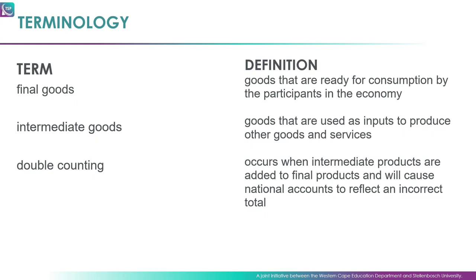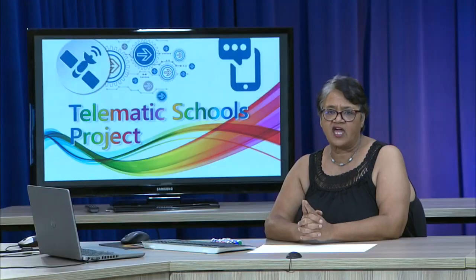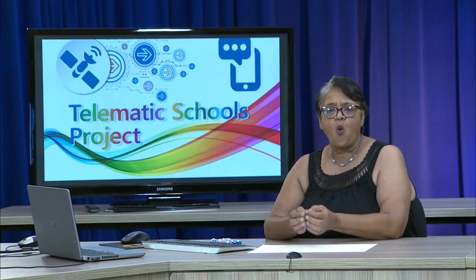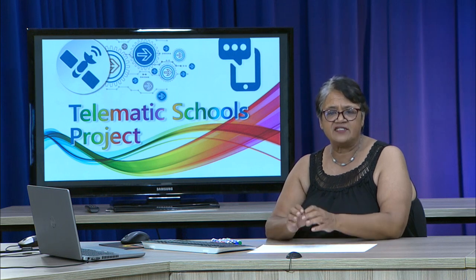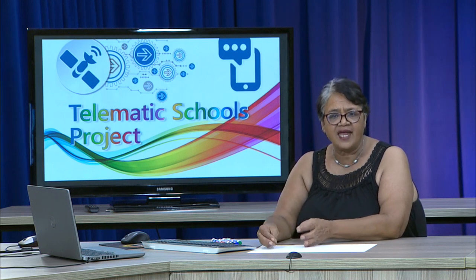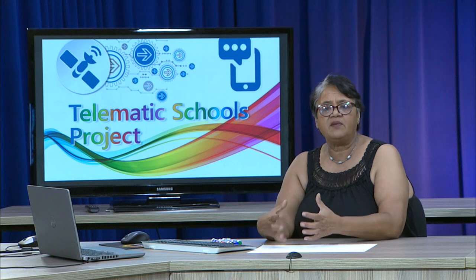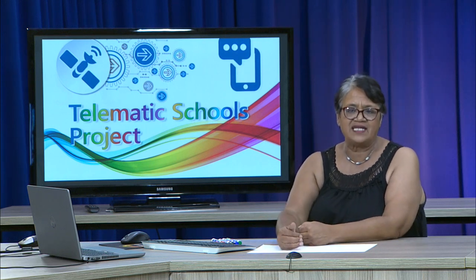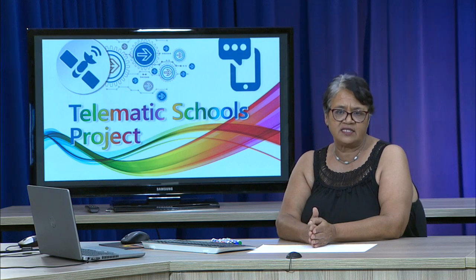And when dealing with national account aggregates, we must be aware that we do not make the mistake of double counting. Double counting occurs when intermediate products are added to final products and will cause national accounts to reflect an incorrect total. So for the calculation of national income, we only look at the good once it has reached the final stage. Any of you who do accounting will know the concept of work in progress. Anything that is still being manufactured or in the process of being completed will not be added to our national income.